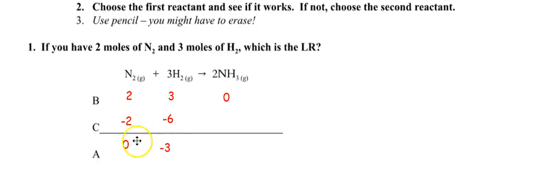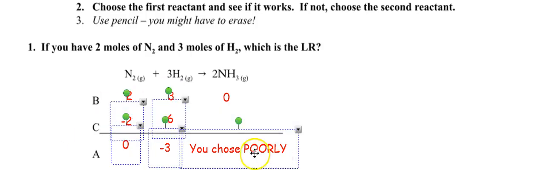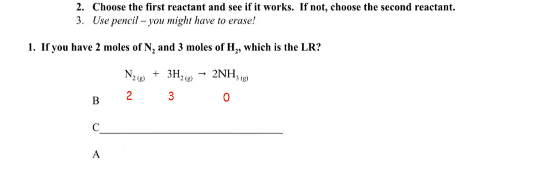So what happens here when we have a 0 and a -3? You chose poorly, all right? Did you find the limiting reactant? No, why not? Because you cannot have a negative amount of reactant when you're done. So let's get rid of these, all right? Okay, they're gone. So let's start again. Now what? Choose the first reactant and see if it works. If not, choose the second.